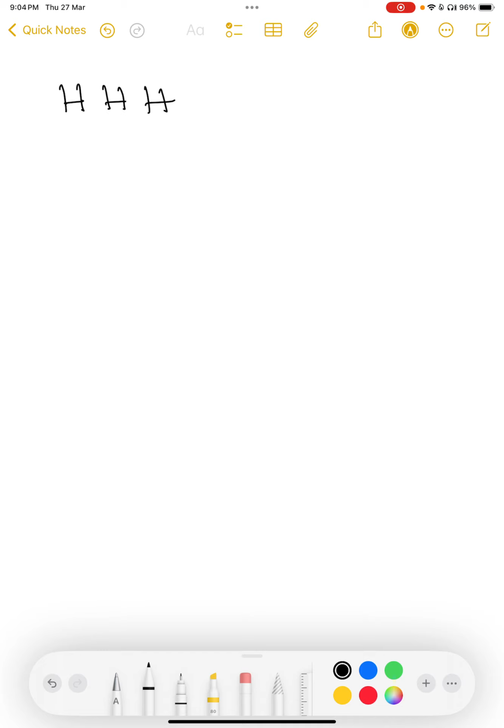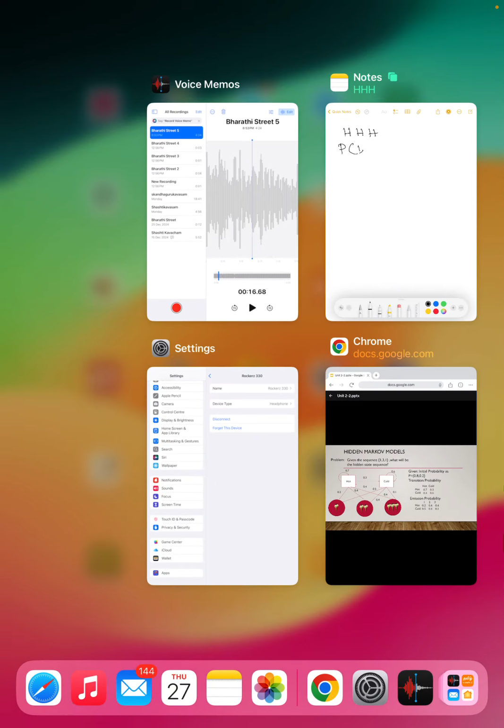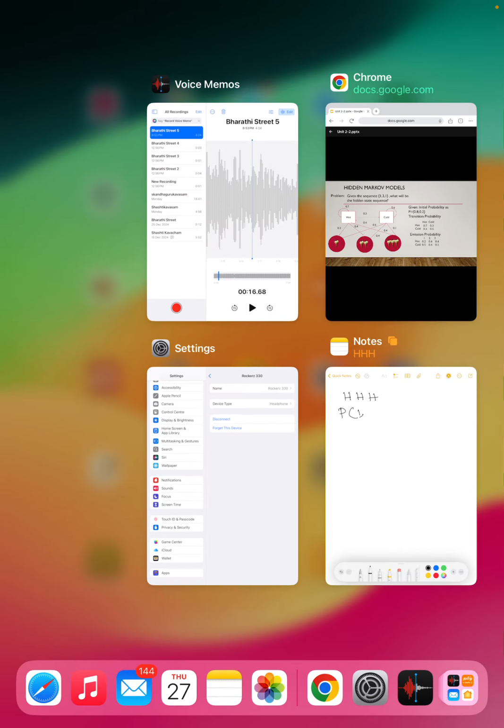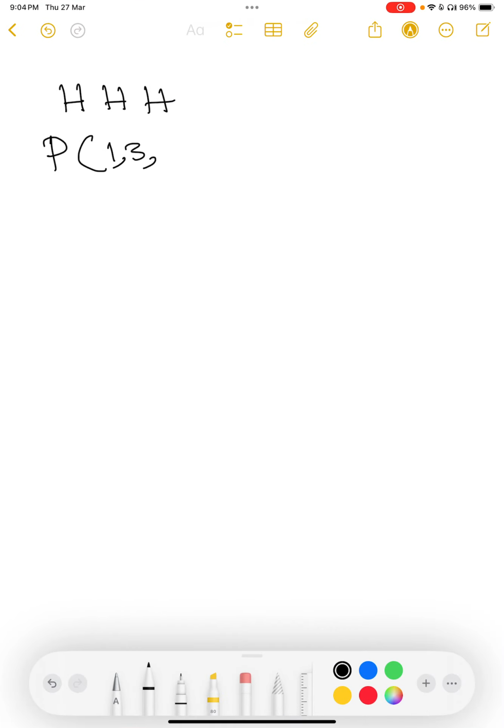For being hot, we have to build the given sequence. What's the given sequence? You can see the sequence 1 3 1 is the given sequence. So now we have to find it for the 1 3 1 sequence, and you have to find it for H. This is what you have to find. So how will you find this?